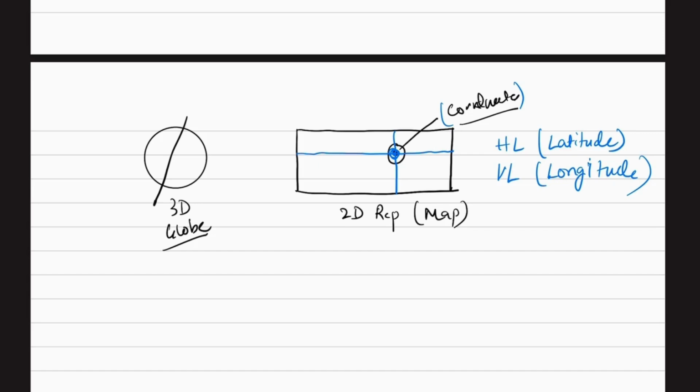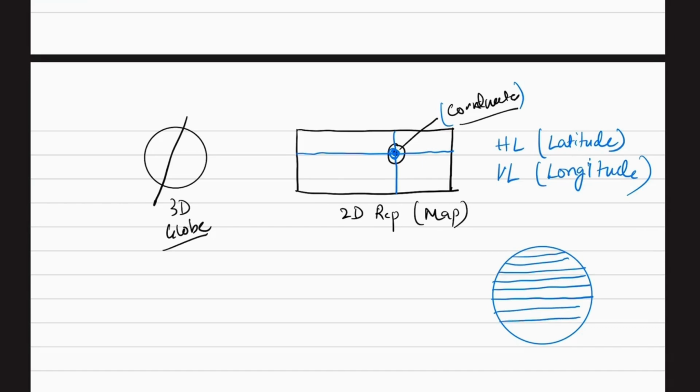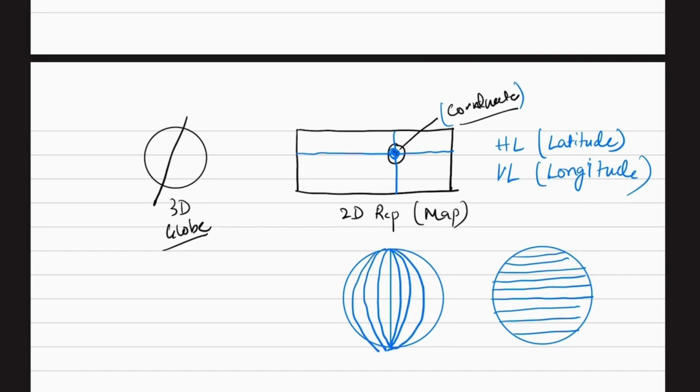So आपको अब पता चल गया that the horizontal line, globe में horizontal जो lines होते हैं these are latitudes. These are latitudes. और जो vertical lines होते हैं these are longitudes. These are longitudes.